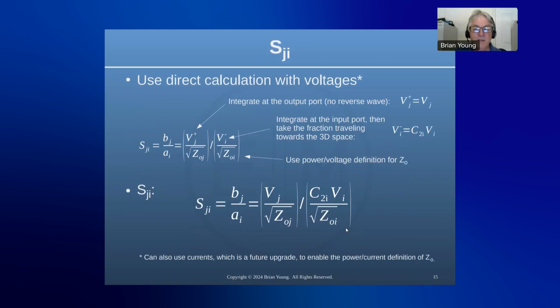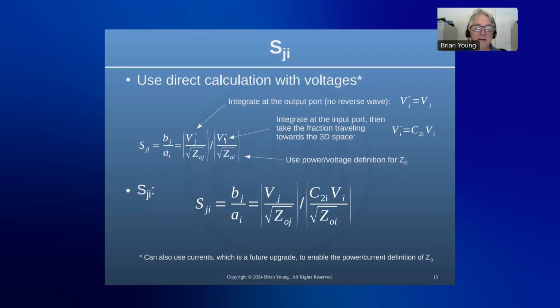Now for the off-diagonal terms, SJI, there you can just use direct calculation with voltages using the definition that SJI is B sub J over A sub I. So you have the voltage wave at port J divided by the voltage wave at port I. At port J, there is no incident wave, so the total voltage is just the voltage traveling away from the space. So a direct calculation of the voltage gets you V sub J.